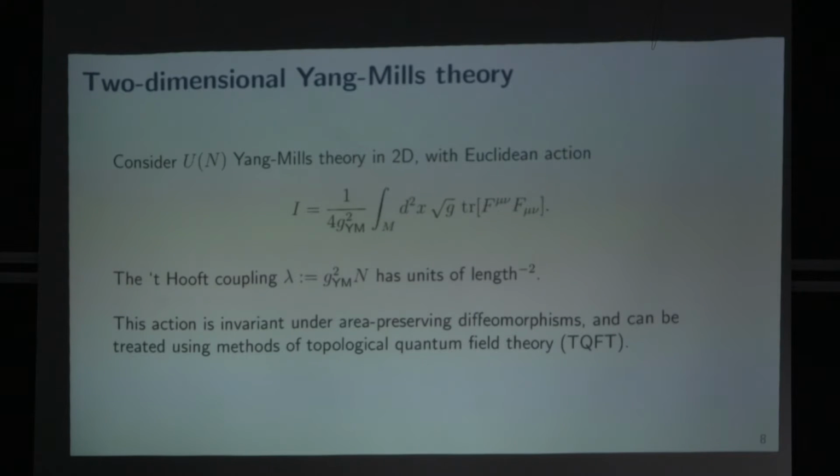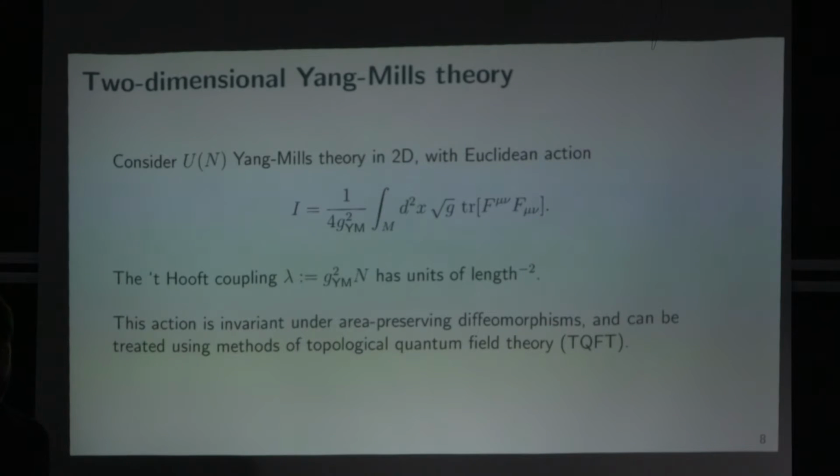So in that sense it's almost a topological quantum field theory. A TQFT would be invariant under all diffeomorphisms. This one, because it's only area-preserving diffeomorphisms, we can still use many of the methods. There's just one thing that's going to change. Now the partition function, instead of being a topological invariant, can also depend on the total area of the Euclidean manifold.